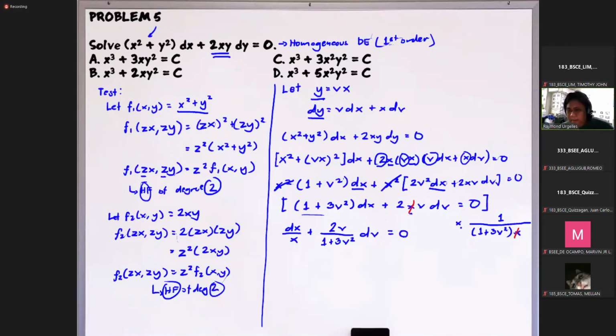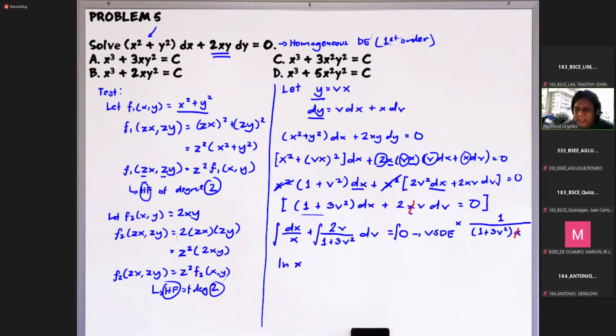So as you can see, nakaseparate na yung variables natin. So this is now a variable separable differential equation. Diba? So all we have to do is to get the integral of all these terms. Okay? So yun yung gagawin natin. So integral ng dx over x is just a simple ln x. Okay? So then, try natin i-solve ngayon yung integral ng 2v over 1 plus 3v squared.